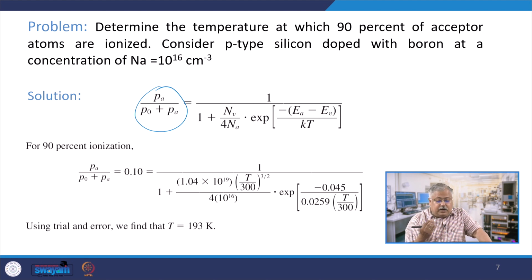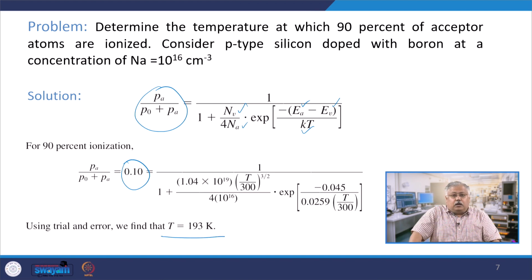If I want just 90%, it means that 90% of 10 to the power 16 acceptor species will be taken care of. So if you solve it, you get 0.1. If you put in all the values, Nv and Na are known to you, Ea, Ev and kT are known to you, then you can find that T equals 193 Kelvin. What I wanted to show you is that at 193 Kelvin, only 90% of the acceptor ions are ionized.